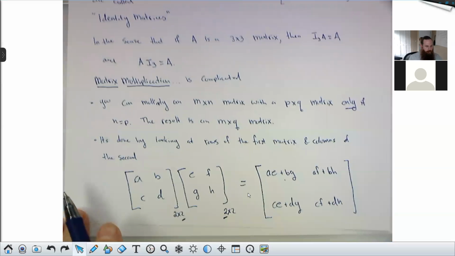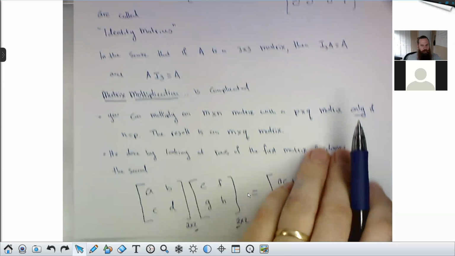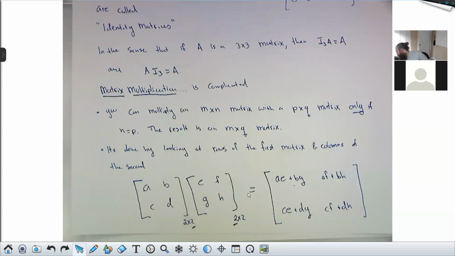So let me do another example. Let me do one with an identity matrix. Oh no, I'll do something with a non-identity matrix first. I'll let you write this while I pull up an example here.